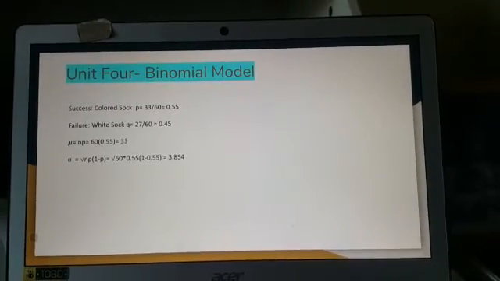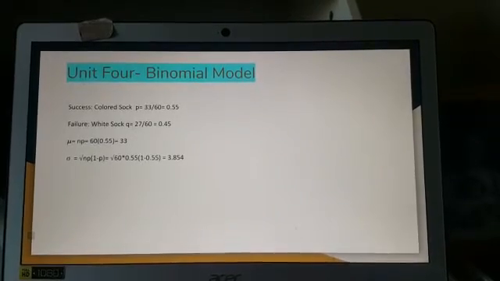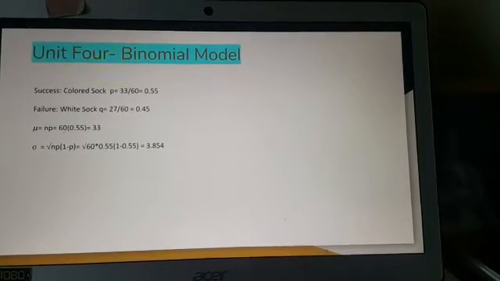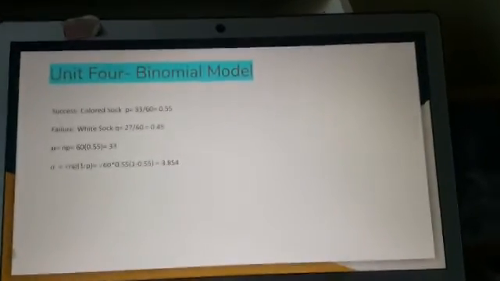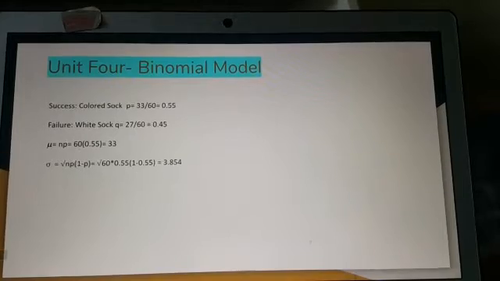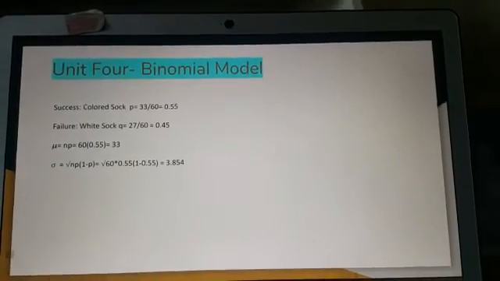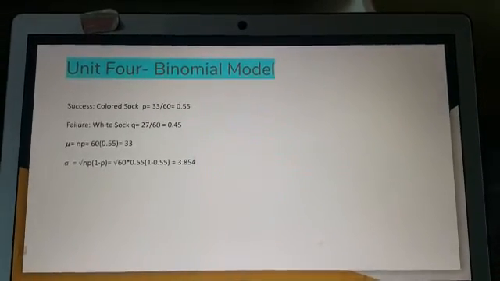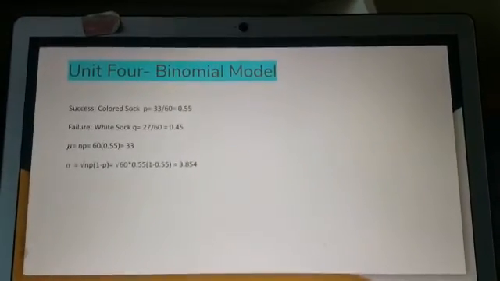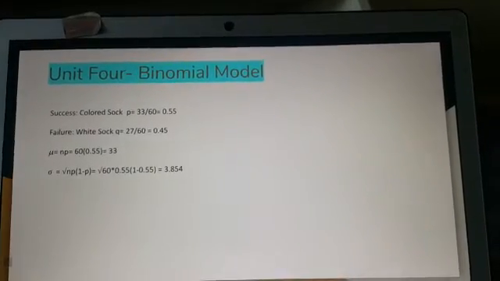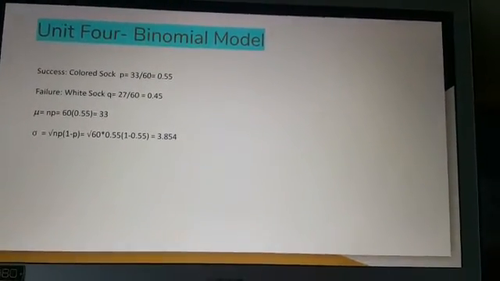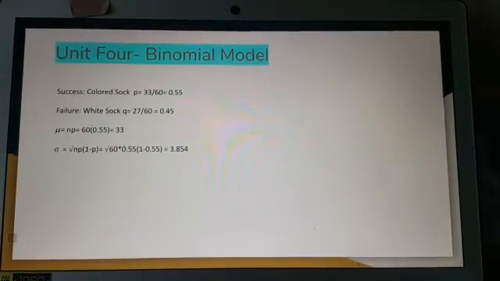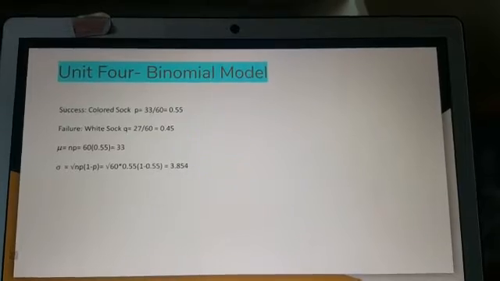Okay. I used our dataset to construct a binomial model. And we identified success as a colored sock and failure as a white sock, and we found our parameters. And we satisfied all the conditions because each sock is either white or colored, meaning that the only two possibilities we have are success and failure. We also have a fixed number of observations, and n equals 60. Each observation is independent from the other because the color of one sock does not affect the color of the next, and the probability of drawing a white sock remains constant throughout because the sock is being replaced.